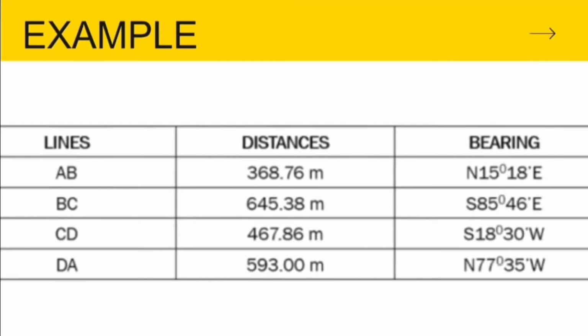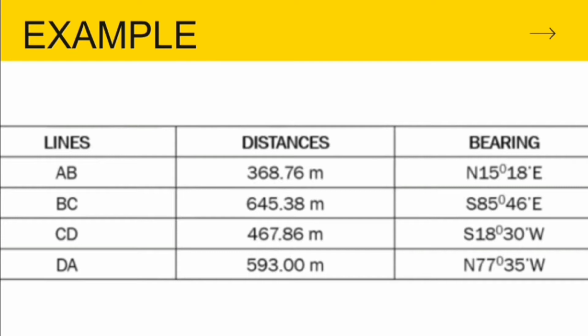Now let's try to apply what we discussed earlier. So we have here our example with the given data of the closed traverse. So we have lines AB, BC, CD, and DA. So this is a four-sided traverse.